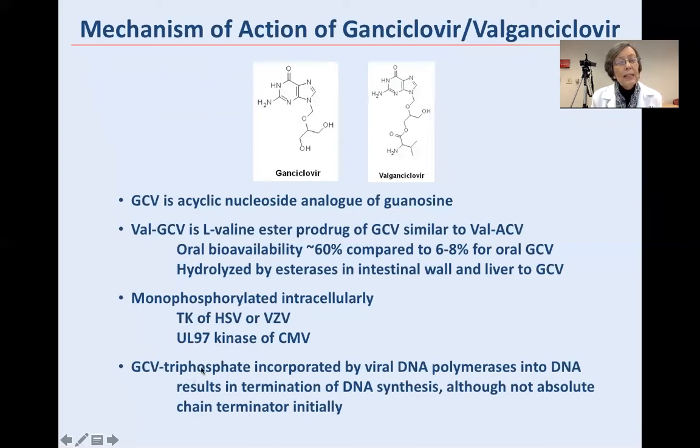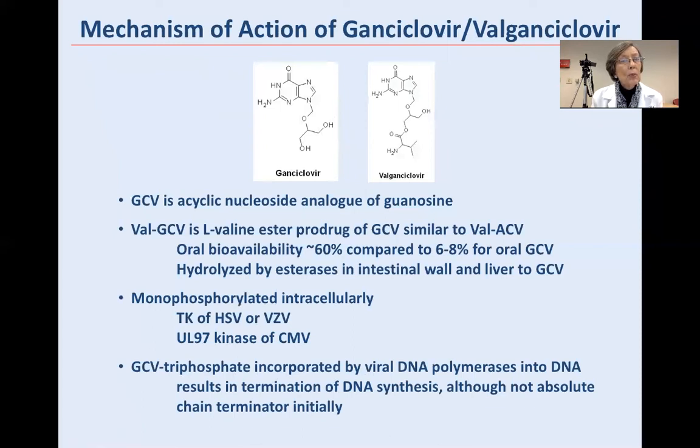Ganciclovir triphosphate is then incorporated by the viral DNA polymerase into the DNA, and this results in termination of DNA synthesis, although it's not an absolute chain terminator, at least initially, and that's because you can phosphorylate one of these hydroxyl groups, but then you have the other one still available to add a nucleotide.